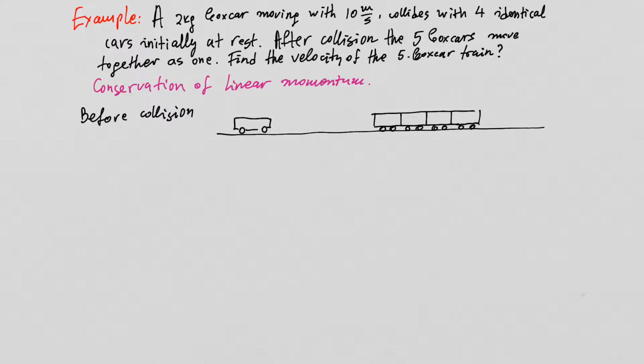So before collision, we have this one boxcar which has mass of 2 kilograms and it's moving with velocity v1 equal to 10 meters per second to the right. The other 4 boxcars are at rest and each of them has a mass of 2 kilograms. And the velocity v2 is 0 meters per second. Okay, so then I can calculate the total momentum of that system.